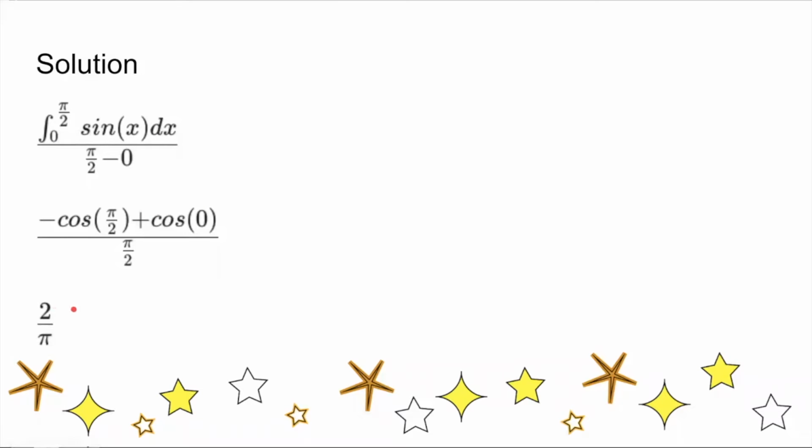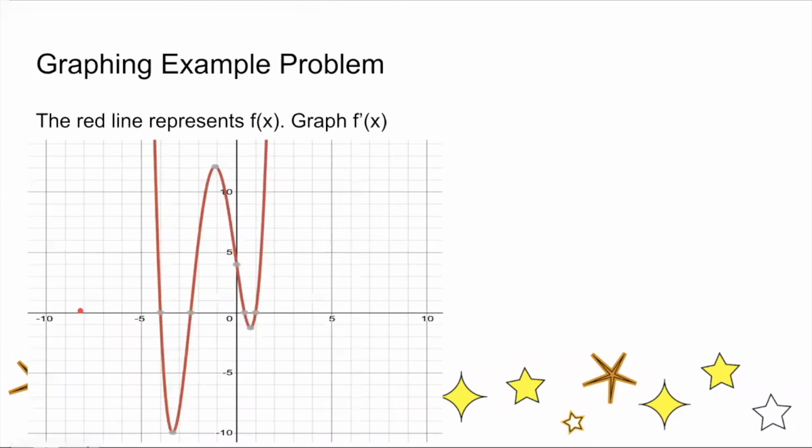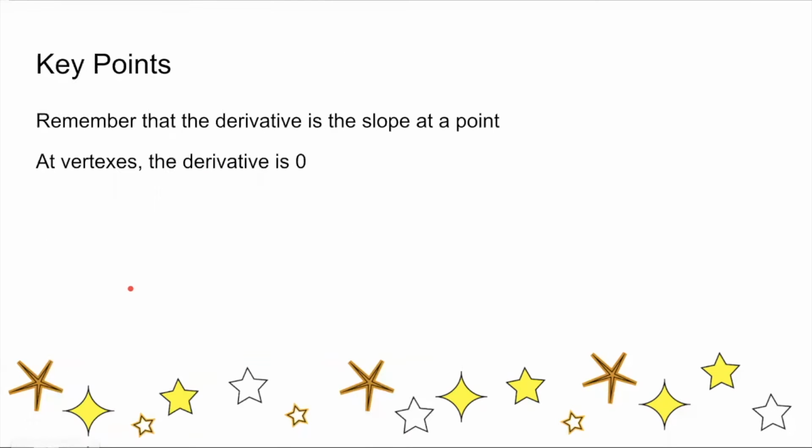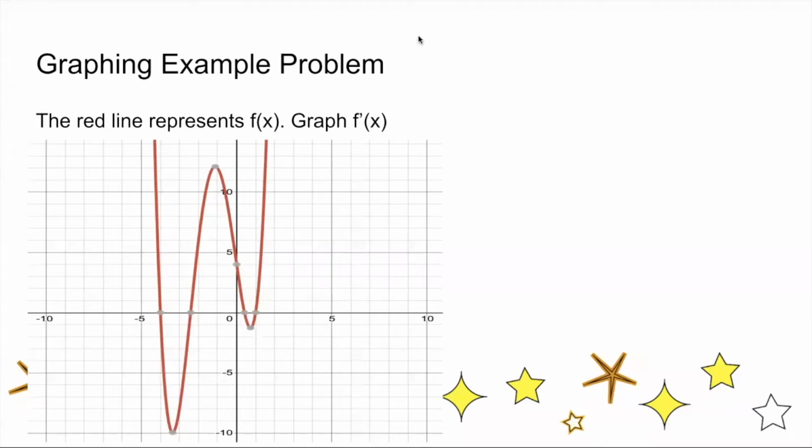So the next application is graphing. The red line represents f of x, and you're told to graph f prime of x. So how can you do that? Well, the most important thing is that you remember that the derivative means the slope at a point, and at vertexes, the derivative is 0. So let's go ahead and graph the derivative.